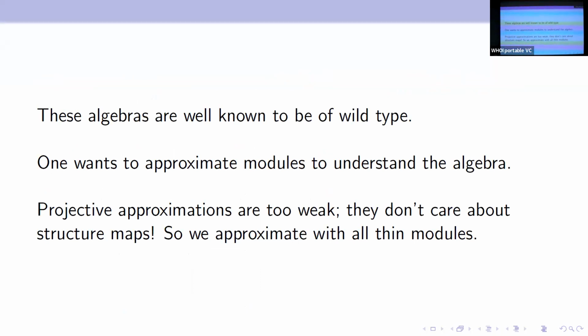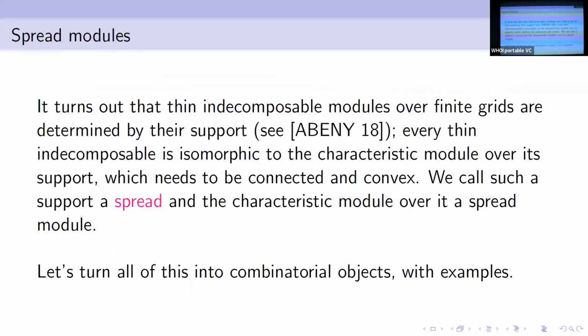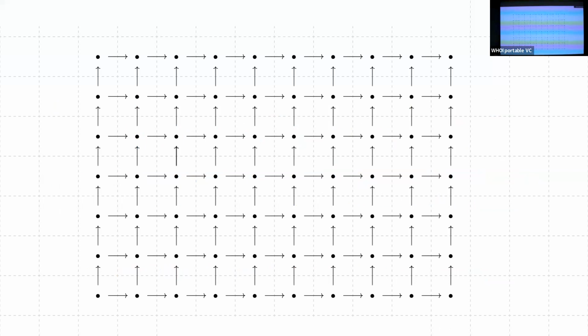So what you want to do is take approximations. The first type of approximation you might think about is projective approximations, but these are way too weak. They just care about the dimension vector. They don't care about the maps between your spaces. So what we do is we will approximate with the larger families of indecomposable modules. In our case, it turns out that the thin indecomposables in the 2-dimensional grid are characterized by their support only. And this is pretty nice, and it allows us to make everything work with drawings instead of technical modules.